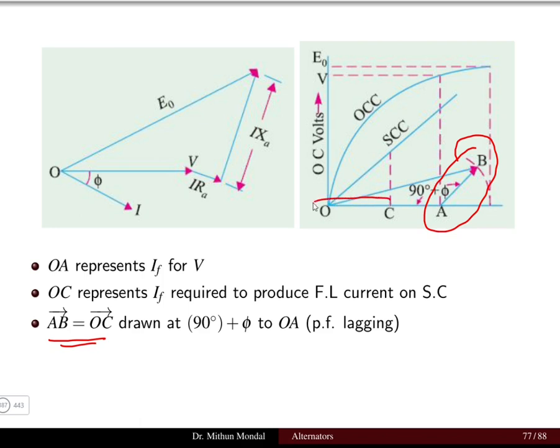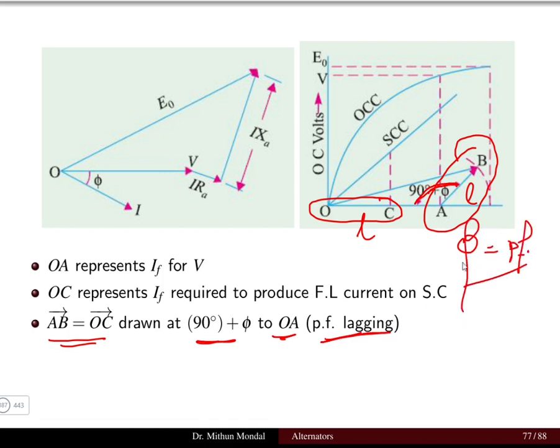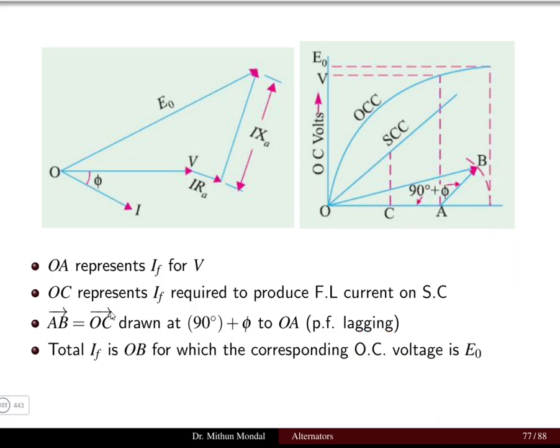So these OC length and AB length are the same, which is drawn at 90 plus phi degrees. This is 90 plus phi, where phi is the power factor angle with respect to OA, and the power factor is lagging. So phi basically comes from the power factor of the machine. So we have to draw AB equal to OC. Then the total field current is basically OB.